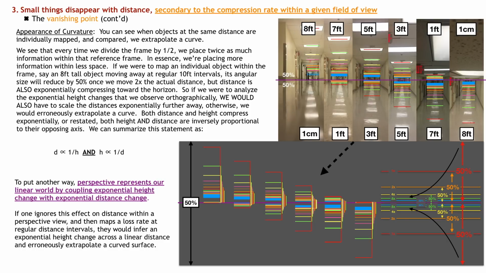Both distance and height compress exponentially, or restated, both height and distance are inversely proportional to their opposing axis. We can summarize this statement as below. Distance is proportional to 1 over height, and height is proportional to 1 over distance. To put another way, perspective represents our linear world by coupling exponential height change with exponential distance change. If one ignores this effect on distance within a perspective view and then maps a loss rate at regular distance intervals, they would infer an exponential height change across a linear distance and erroneously extrapolate a curved surface. So I hope that makes sense. And if it doesn't for right now, you will see it in a diagram here on the next page.